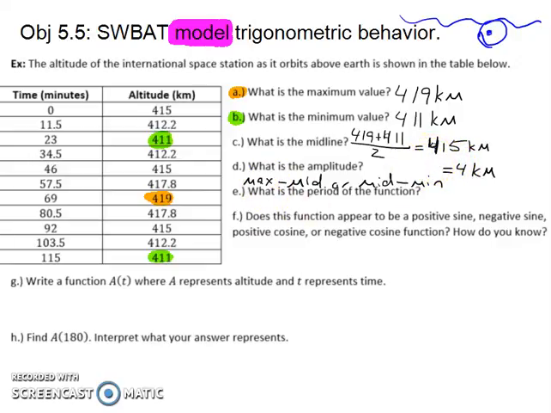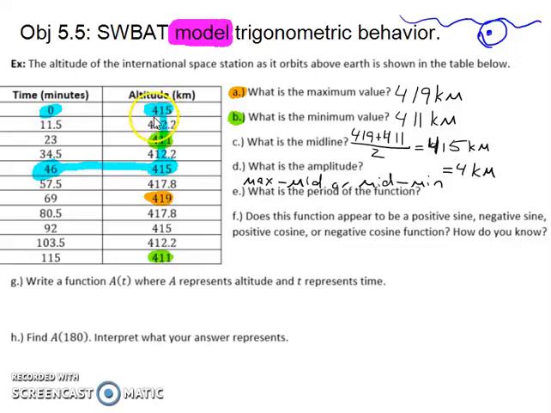The period of the function is probably the hardest thing to find here. So the period is how long it takes to go through one cycle. So we'll do my best at this. Assuming that it starts at 0, that's at 415. Let's see how far it goes. Well, right there it's at 415 again, so maybe the cycle is 46 minutes.